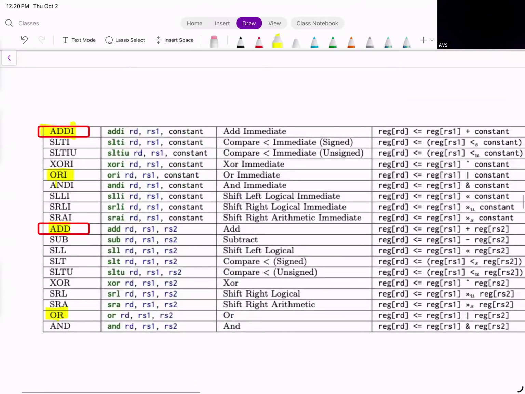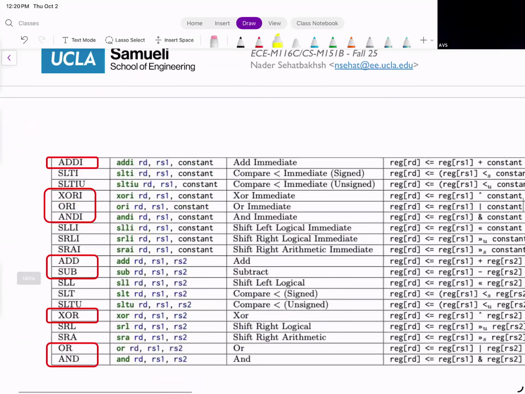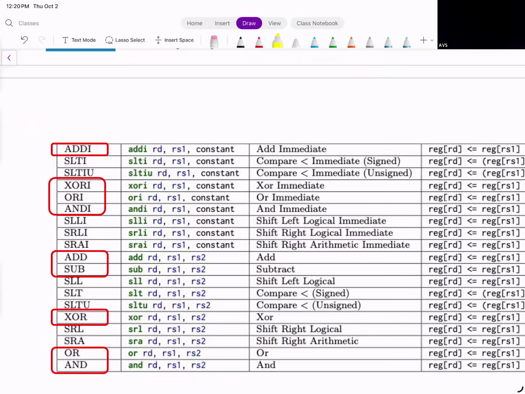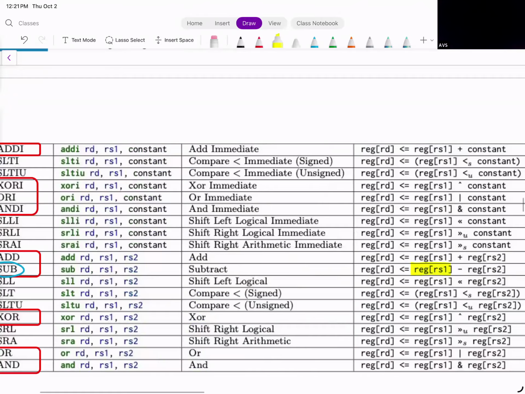Okay, so add and addi, we talked about. As I said, there is a whole bunch of others that are pretty similar, like XORI, ORI, ANDI, XOR, OR, and AND. Another important thing is that we have a sub instruction as well, which subtracts RS2 from RS1, this one minus this one, and writes the result to RD, okay?